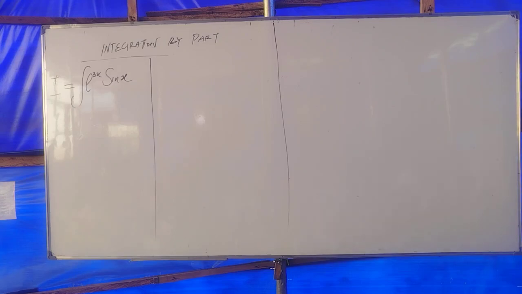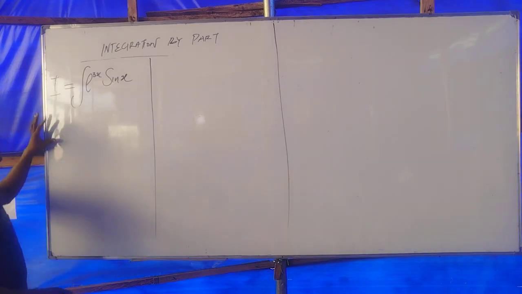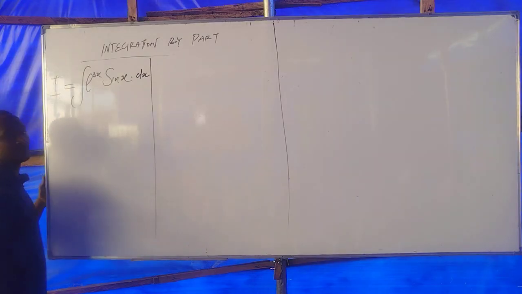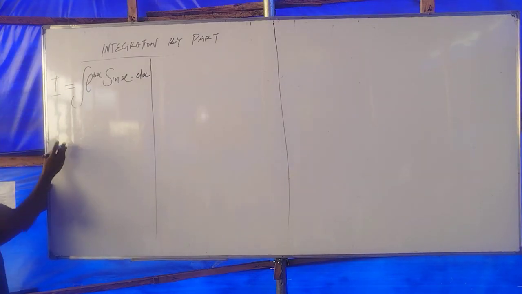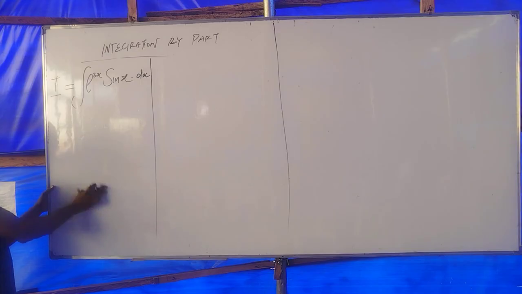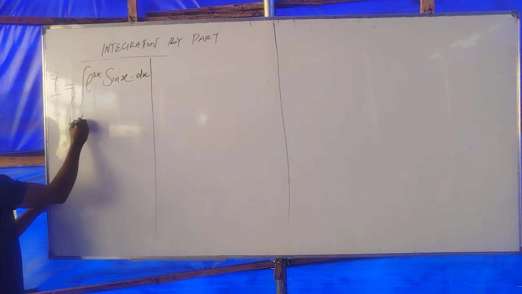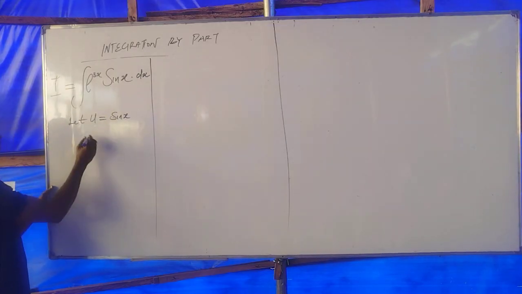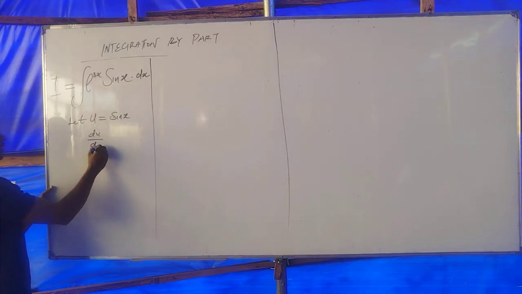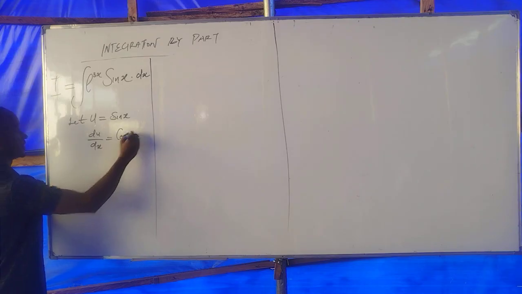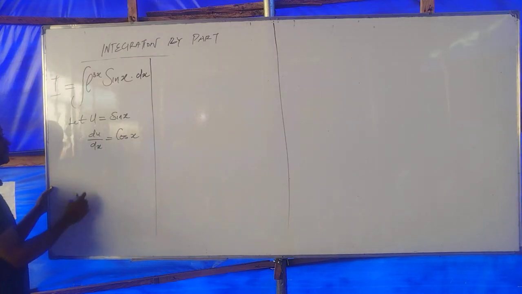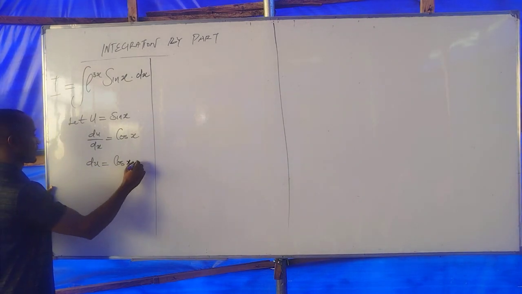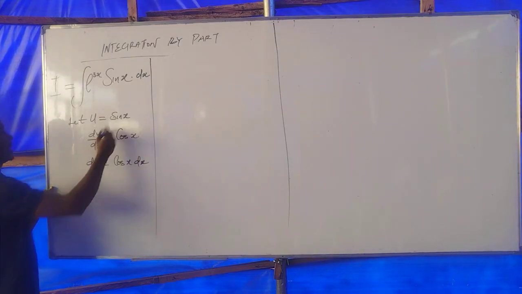Alright, let's look at this example we have here. Integral of exponential 3x sine x dx, right? Okay, so what's our u here? In the priority order, u is what? Sine x. So let u equal sine x. By the time we differentiate this, du/dx will give us cos x, right? And that will give us our du equals cos x dx.